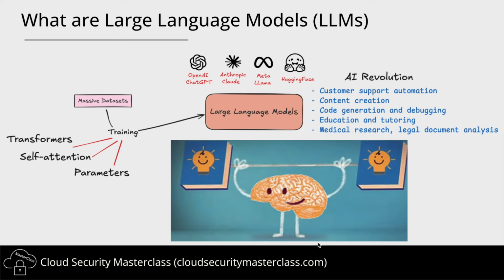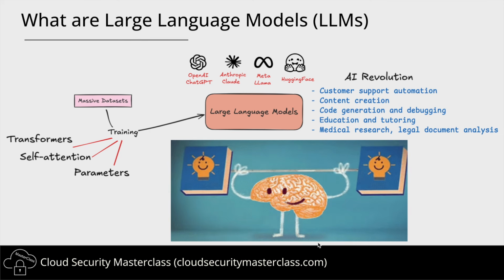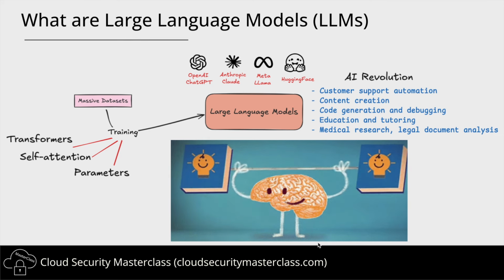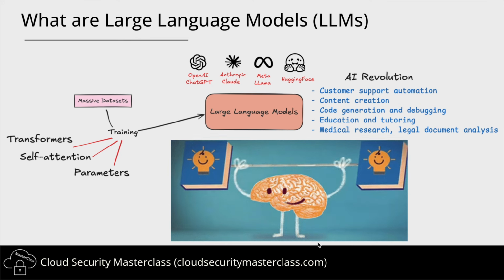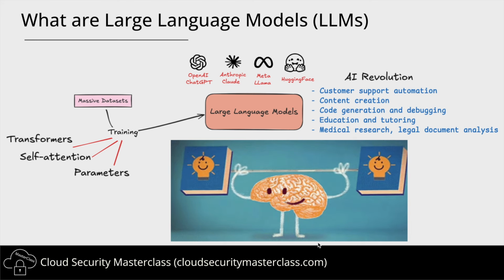Now, AI models themselves aren't new. They have been around for decades. But what makes LLMs stand out is the groundbreaking technology they're built on. Modern frameworks like transformers and self-attention mechanisms. These innovations allow LLMs to understand the context and relationships between words in ways no other AI models ever could.